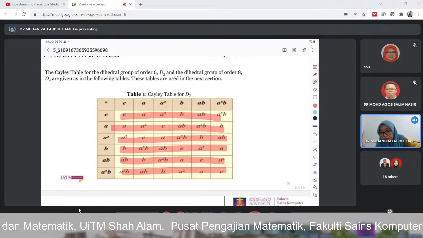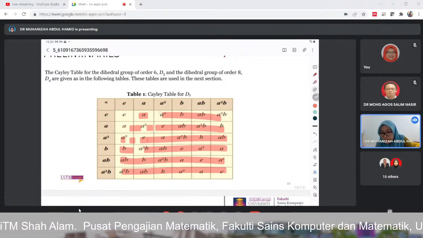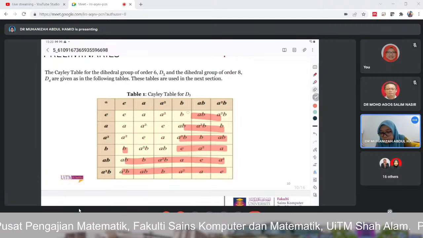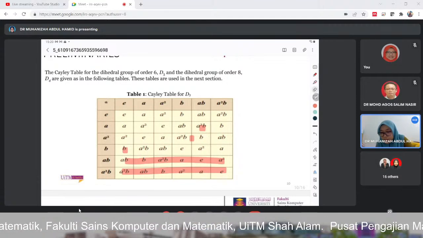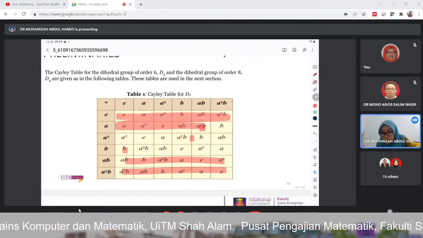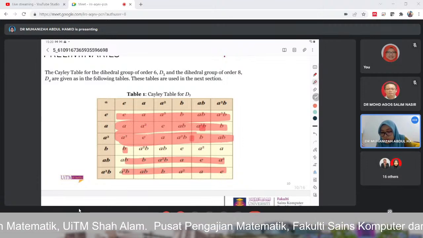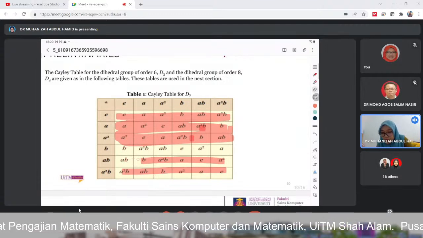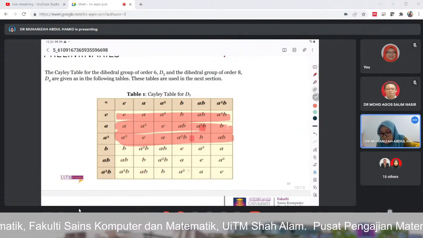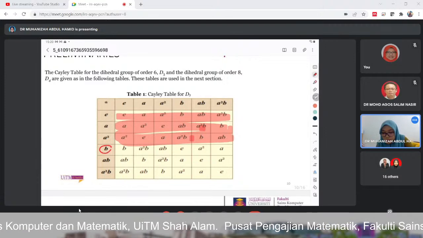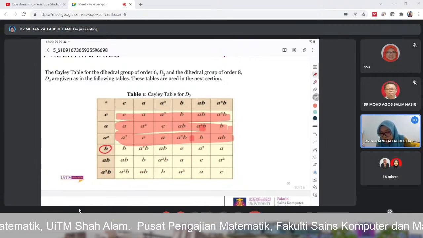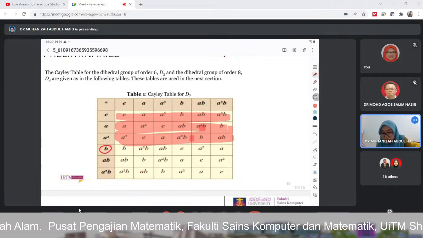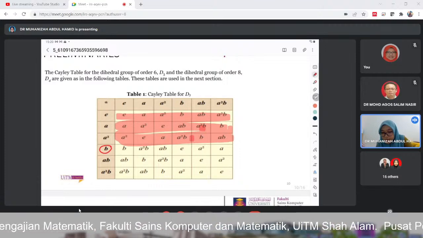So how do we multiply? I think for this part, it's just straightforward. But I want to show how we multiply. Let's start with B. Multiply B by, let's say, A.